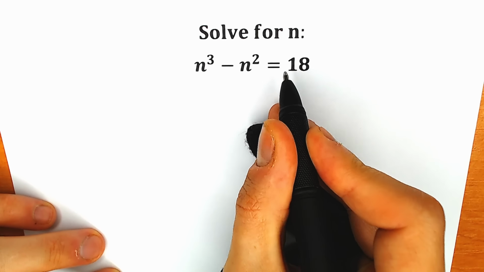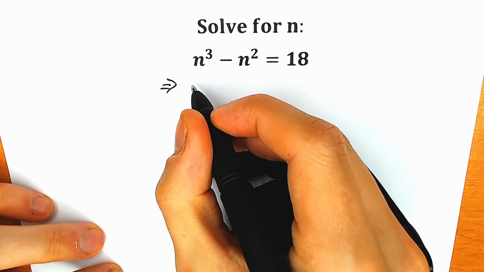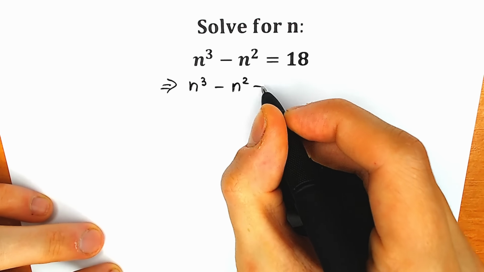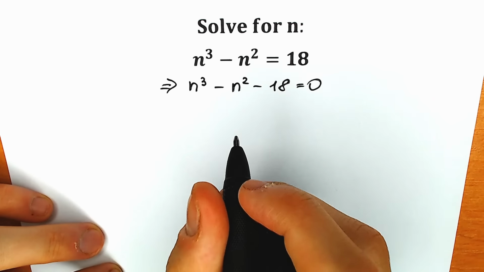First of all, let's write this 18 on the left side. So this is our first step. So we have n cubed minus n squared minus 18 equals 0. Okay, really great. What are we going to do next?